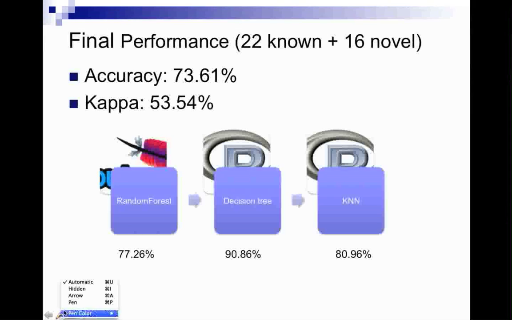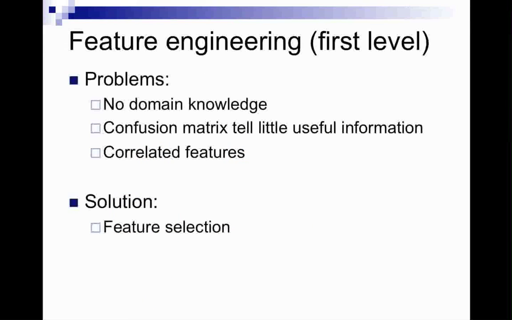So yeah, let's review my pipeline. We have three of these models. And now if I want to further improve my whole system accuracy or kappa statistics, the first module I want to improve is the first level, because it has the lowest accuracy. So I want to do some feature engineering, but I come with some problems.